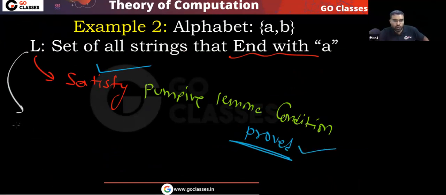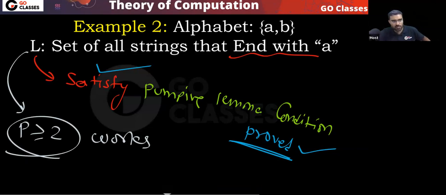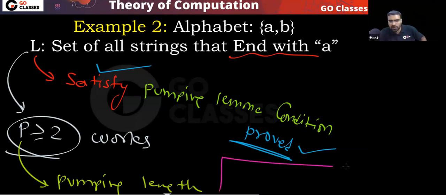And tell me, what magical number will work? P greater than or equal to 2 works. Remember this P, what is it called? This magical number is called the pumping length. So tell me, what is the minimum pumping length? The minimum pumping length will be 2 for this language.